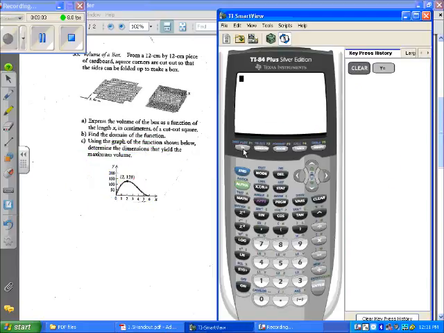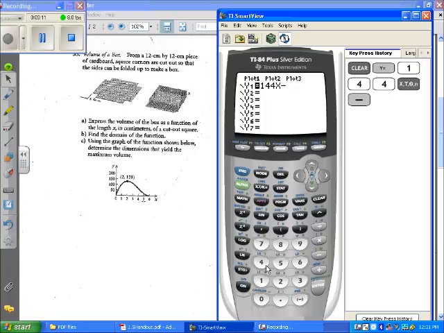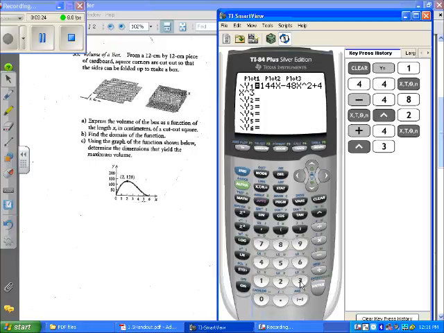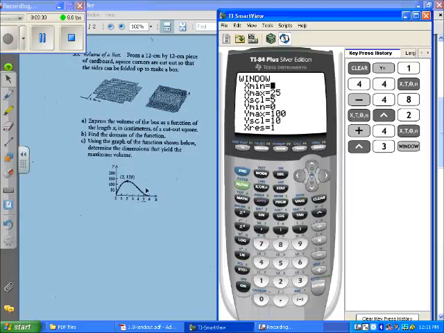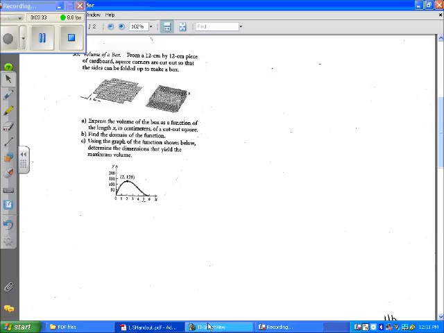I'm going to plug in the function that we had written down: 144x minus 48x squared plus 4x cubed. Again, that represents the volume of the three-dimensional box. Then I'm going to change my window. I'm going to use the same window as what I have right here in my picture.